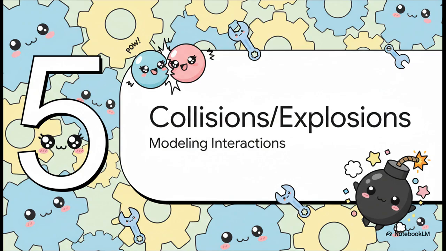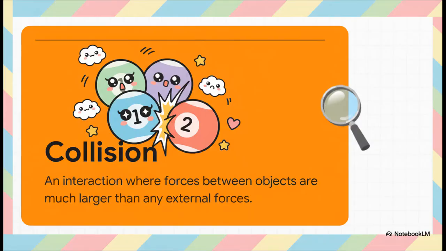I mean, the actual split second of a car crash or an explosion is unbelievably messy and complicated. So physicists came up with some really smart ways to model these things and make them predictable. First up, collisions. In physics, a collision isn't just a fender bender. It's any interaction where the forces between the objects are absolutely huge, way bigger than any other forces hanging around, like friction or air resistance.